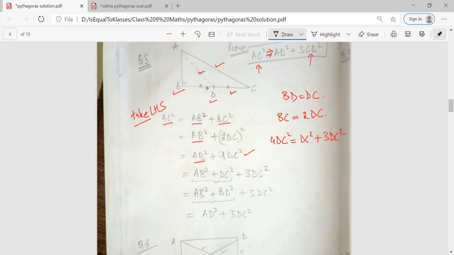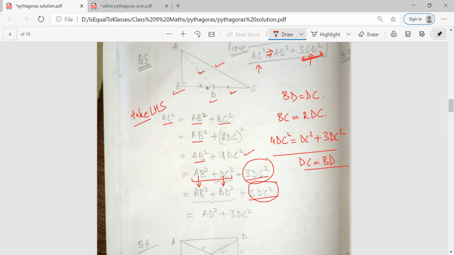Then when I look at AB square and DC square, DC square is equal to BD square. Why? Because DC is equal to BD. Any doubt? No, sir. So AB square as it is, DC square I have written as BD square, and 3DC square is here. Now I won't be doing anything to 3DC square because 3DC square is part of my final solution also.